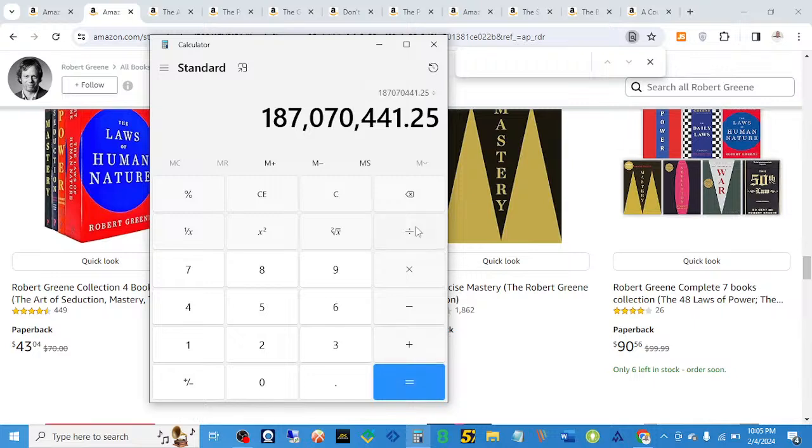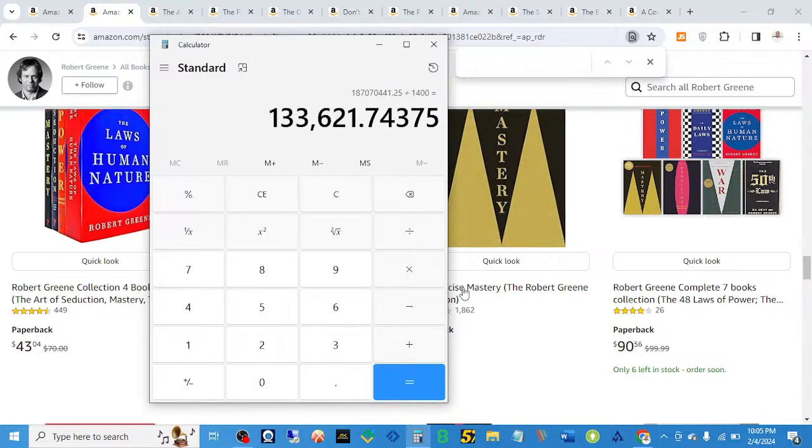Okay, let me convert it back to dollars. Divided by 1,400. Now, it means this seller is making an average of 133,621 US dollars on monthly basis on this single book. With this figure, by now you should be deciding maybe it's something that's worth your time or not.